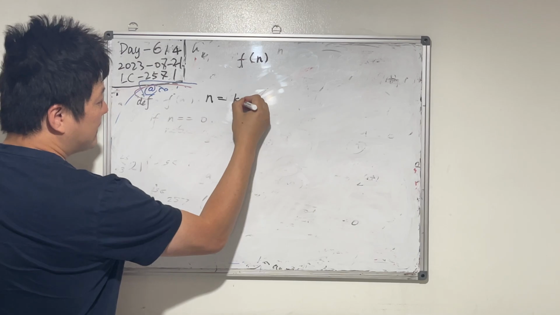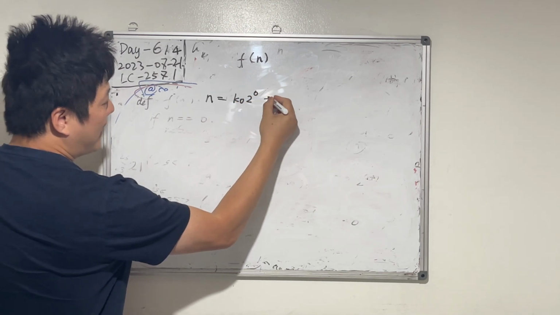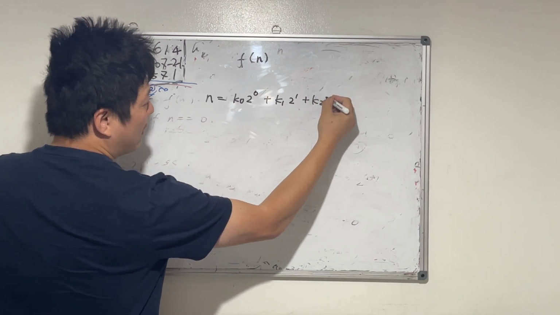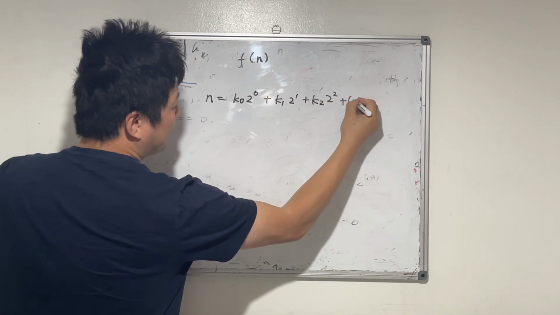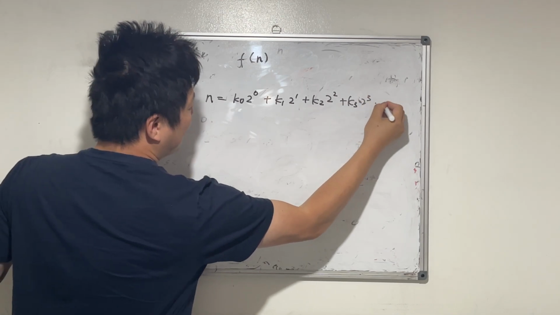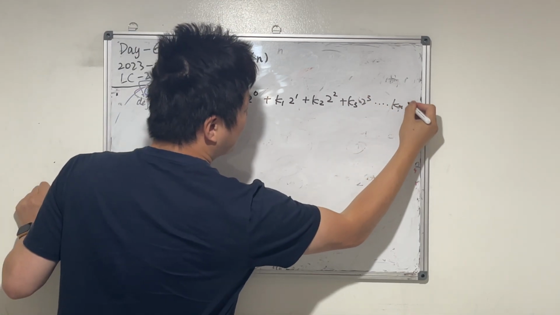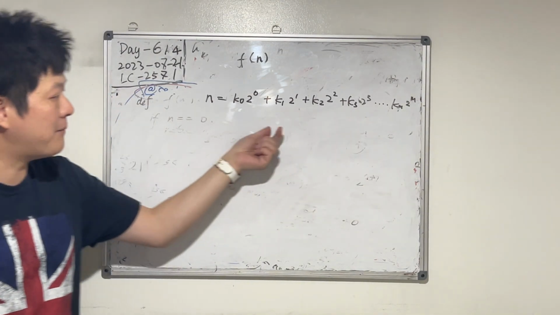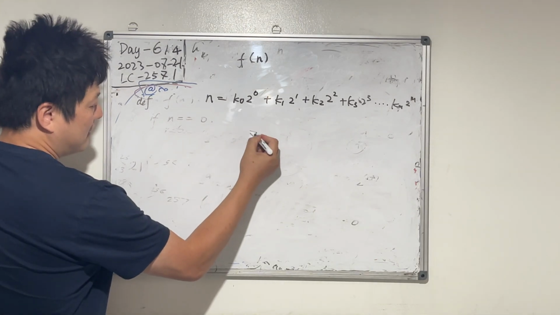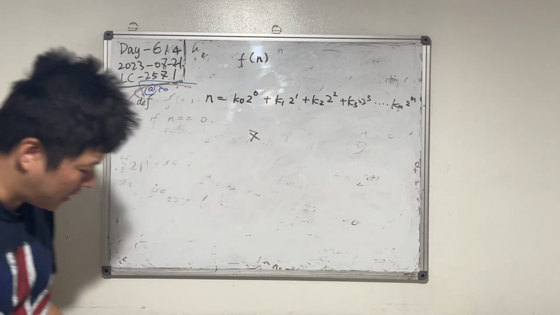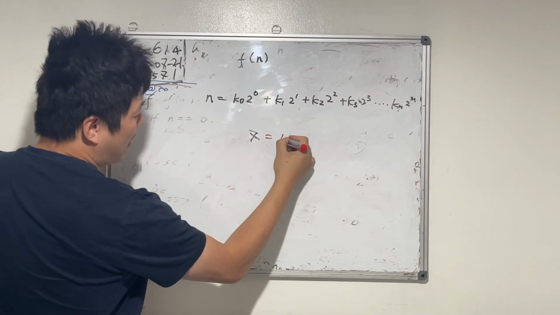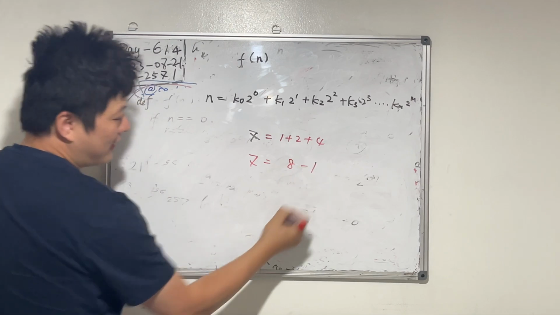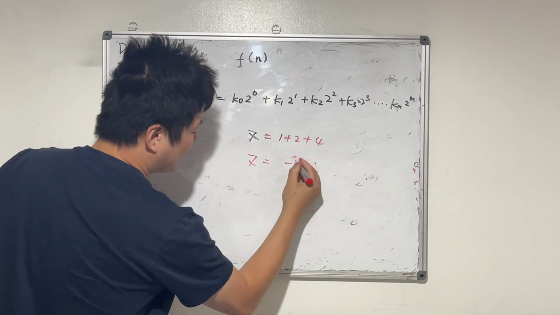N equals k0 times 2 to the power of 0, plus k1 times 2 to the power of 1, plus k2 times 2 to the power of 2, plus k3 times 2 to the power of 3, etc., to km times 2 to the power of m. Am I right? There could be multiple items. For example, 7. I can write it this way: 7 equals 1 plus 2 plus 4, right? Also, it can equal minus 1 plus 8.